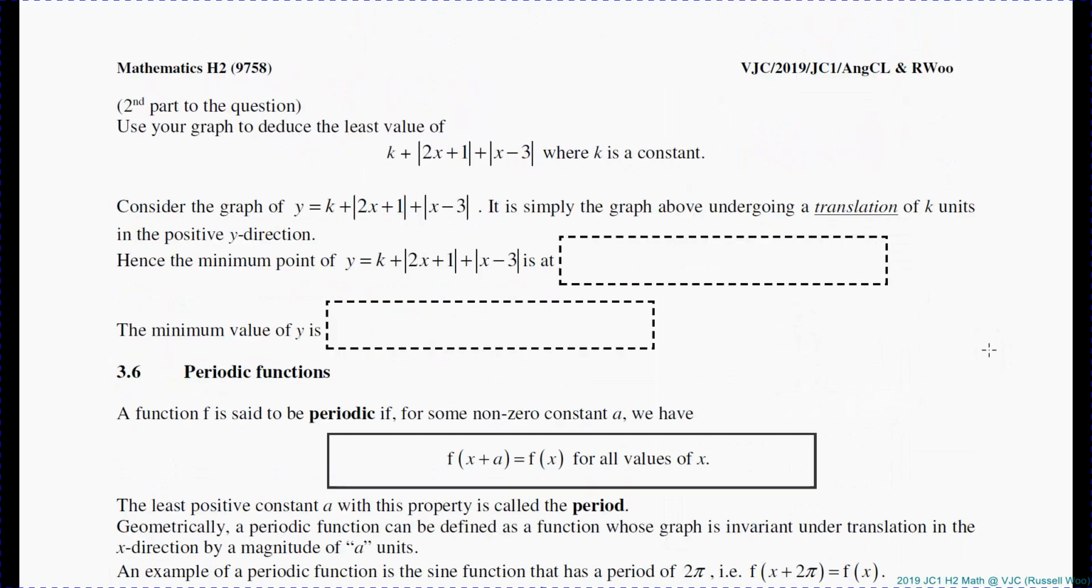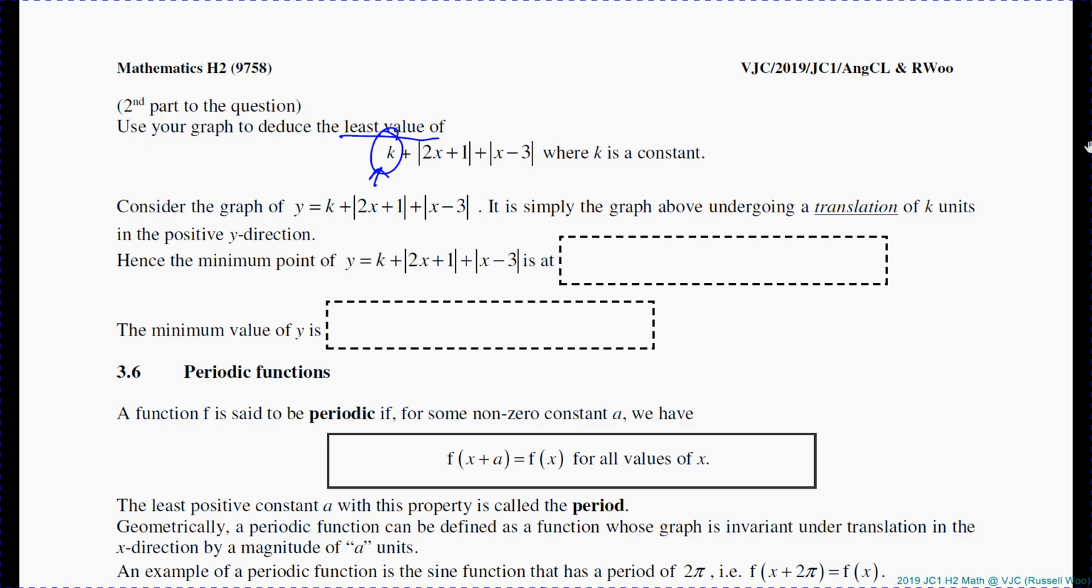Okay, let's finish off the second part of the question. Am I going through too fast? All okay? Good. Okay, second part of the question. Let's finish this and we'll stop here. I promise we'll stop here. 1 minute more. Use your graph to deduce the least value of this. Let's take a look. There is a k here. You want to find the least value of k plus something.